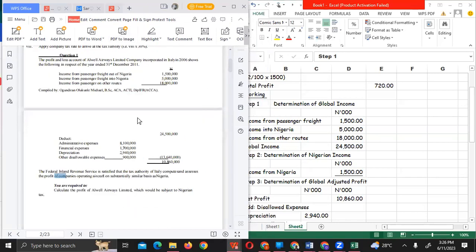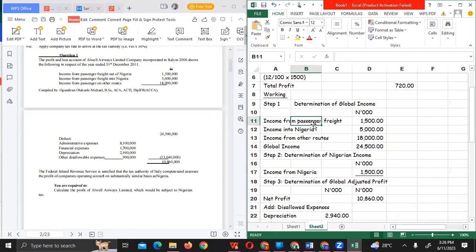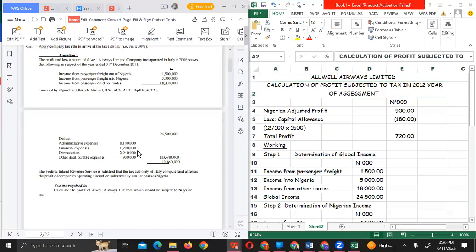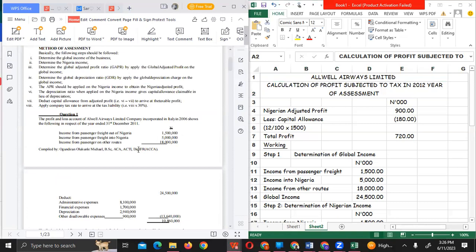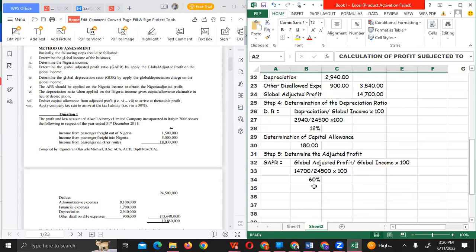Are we together? Hello, sir. Yeah, please, I have a question. Please go ahead. Please, is there a penalty if you don't follow the steps? Why I'm asking is that in step four it said compute the global adjusted profit, so I don't know if we are supposed to follow the global adjusted profit ratio. Are we supposed to follow particular steps?